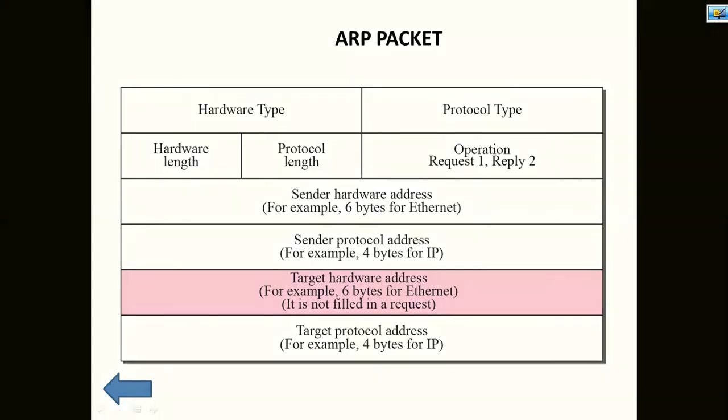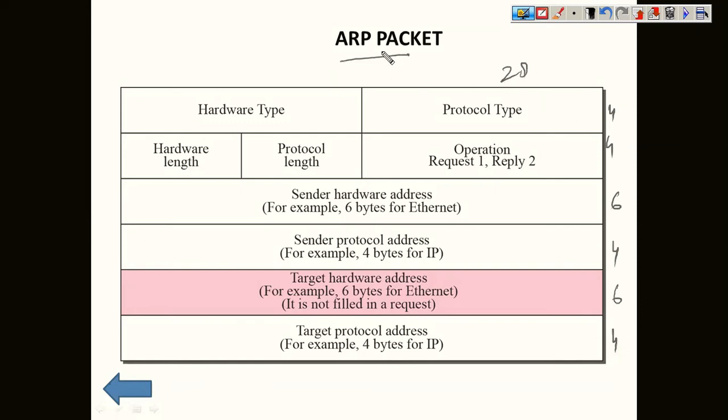This is 4 bytes. Then the hardware address, that's a MAC address, is 6 bytes. Then the IP address is 4 bytes. Then again the MAC address is 6 bytes and the IP address 4 bytes. So this makes 28. So the ARP packet is of size 28 bytes.